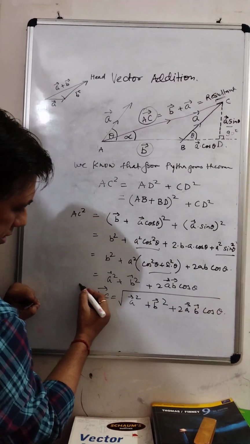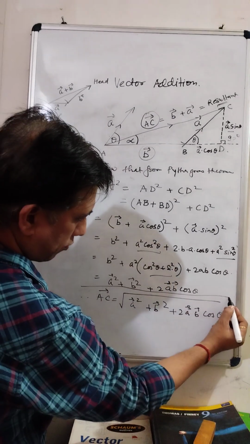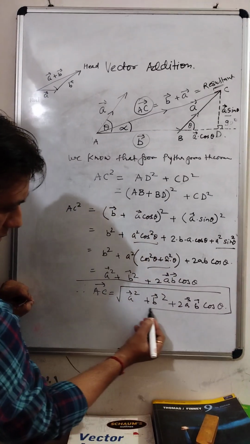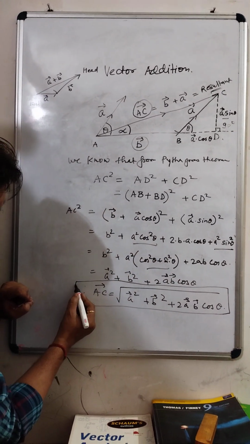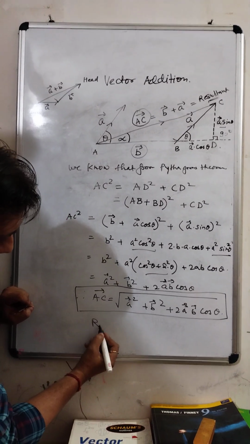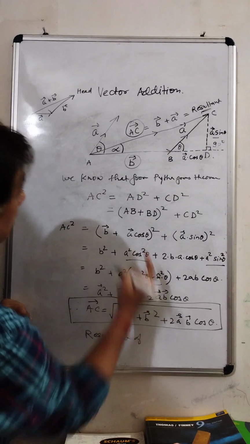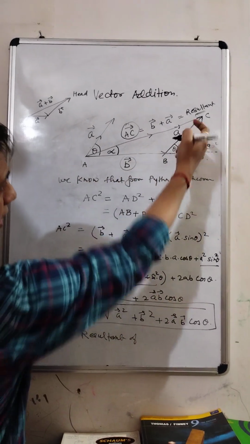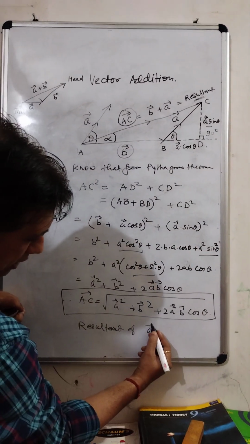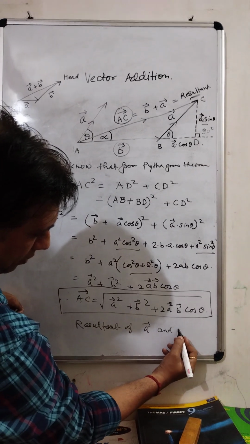This is the formula for the resultant of the two vectors. AC is the resultant of A vector and B vector.